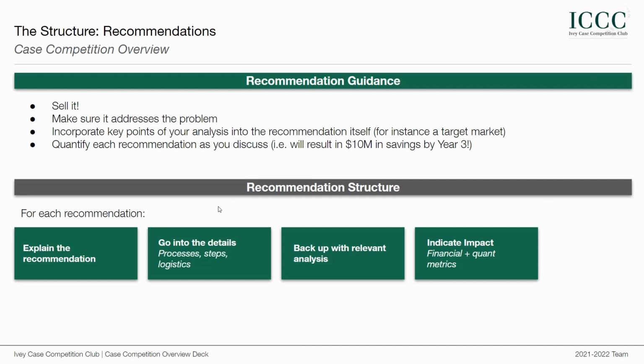In general, we've also outlined here a recommendation structure that you can use. For each recommendation, it's really important that you first explain what the recommendation is on a high level, then go deeper into the nitty gritty of it. What would be involved in this recommendation, what needs to happen, how will this affect consumers, how will this affect competitors? Back up with the relevant analysis to support those claims and that recommendation. And then finally indicate the impact through the metrics. That's a process that you do.